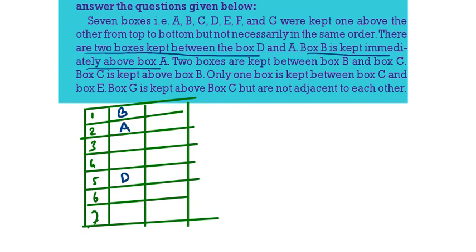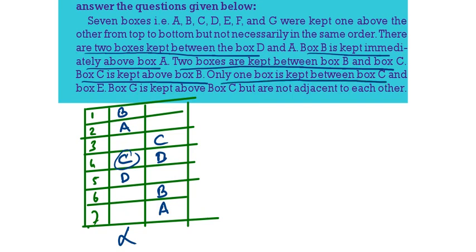And second case, what we will do? We will take A here. B is kept immediately above A. 2 boxes between A and D. Here we can take D. Then there are 2 boxes between B and C. Here we will get C. C is kept above B, but here C is kept below B. So this one is wrong. Then only one box is there between C and E.